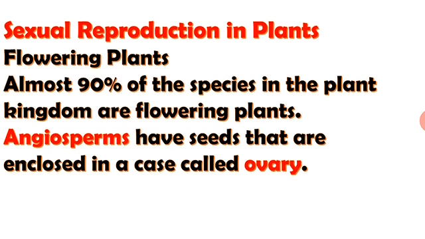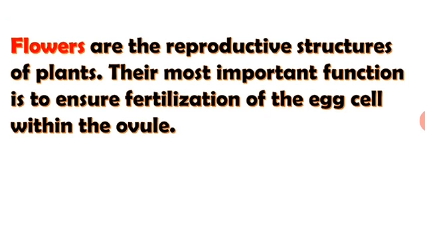Flowers are the part of the plant that makes seed. So, sexual reproduction in plants. Flowering plants: almost 90% of the species in the plant kingdom are flowering plants. Angiosperms have seeds that are enclosed in a case called the ovary. Flowers are the reproductive structure of plants. Their most important function is to ensure fertilization of the egg cell within the ovule.